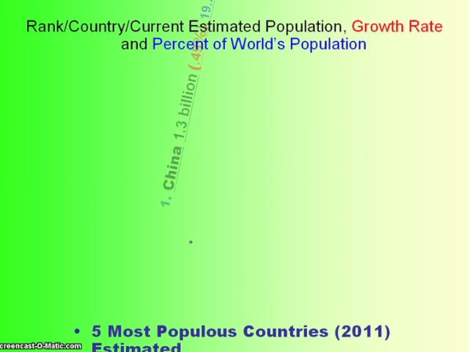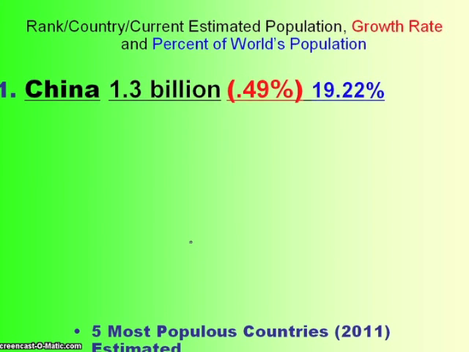So what are the ranks? Where are we located? Are we number 1? No. China is the top country in the world as far as total number of people. Their growth rate is in red, 0.49%, and the percent of world population is 19.22.